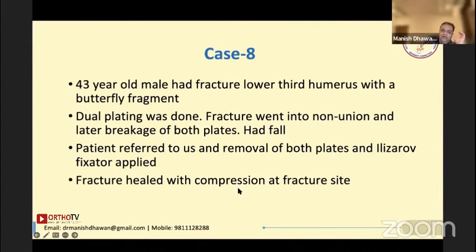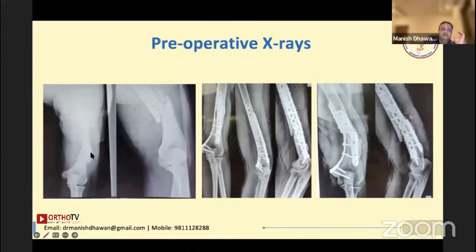I removed both the plates and Ilizarov was applied and healed with compression at the fracture site. This was his first X-ray. You can see 2 plates. So much of metal work was done. I think they have totally removed, all the periosteum was elevated, and you can see it was already a non-union. Then he had a fall. The plate started bending.